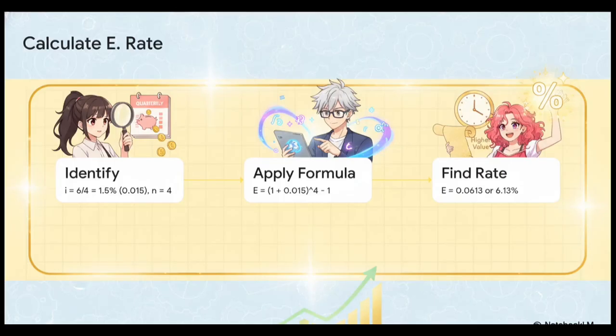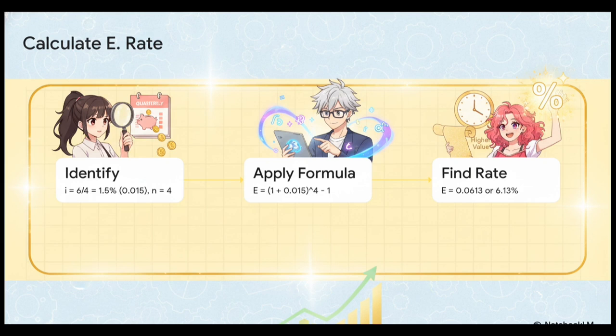Okay, let's look at a real one. ICAI example 22. Suppose you have 5,000 rupees at 6% per annum, but here's the catch. It's compounded quarterly. Step 1. We identify the variables. Your i is 6 divided by 4, which gives us 1.5%, or 0.015 in decimal. And since it's quarterly, your n is 4. Step 2. Apply our power-up formula. E equals (1 plus 0.015) raised to the power of 4, minus 1.